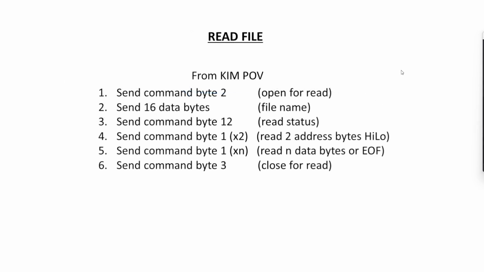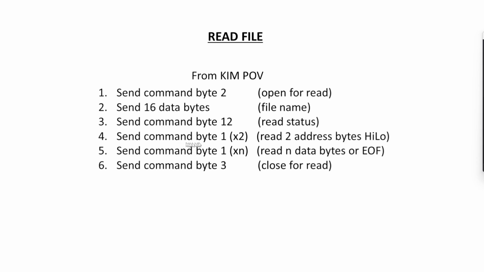So from the KIM's point of view, all it has to do to read a file is send command number 2, which is open for read. It will then send 16 bytes of the file name. Then it will send command number 12, which is read the status. If it's a 0, it just keeps looping. If it's not a 0, then something's happened. It's either an error or it's opened the file. So if we get a 1 back, yes, the file is open.